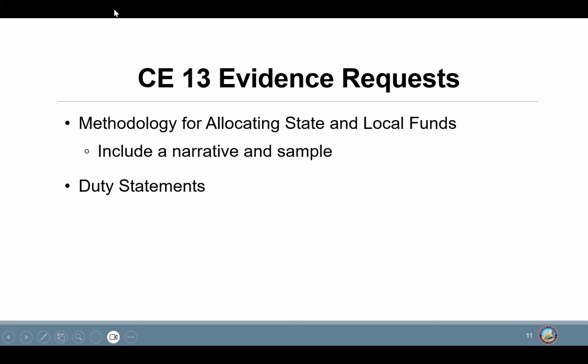Number two, duty statements must be provided for any Title I funded employees at the district level or at the school site selected for the FPM review. I will now pass it over to Girk to discuss the requirements of item CE 14.